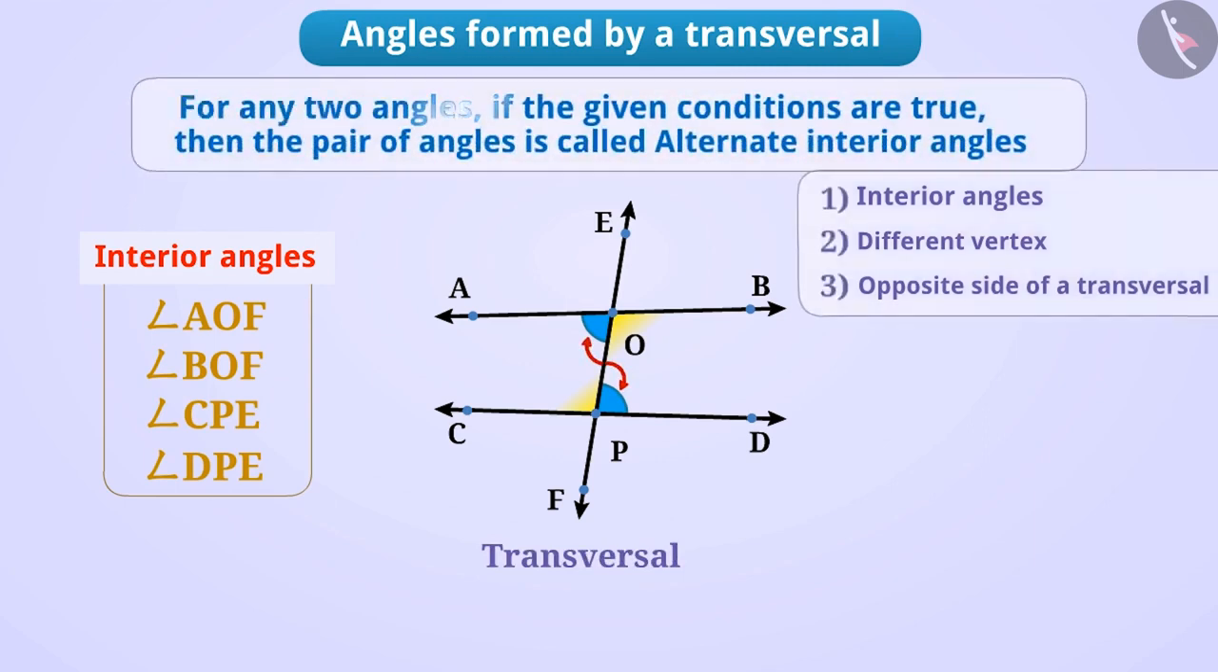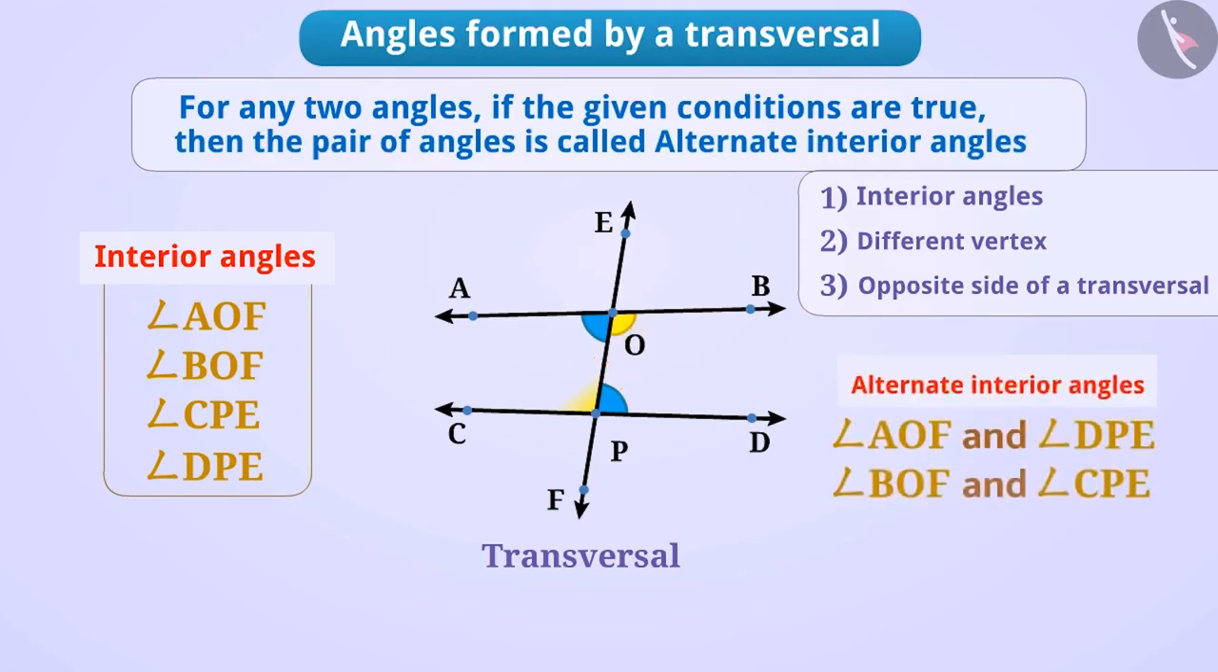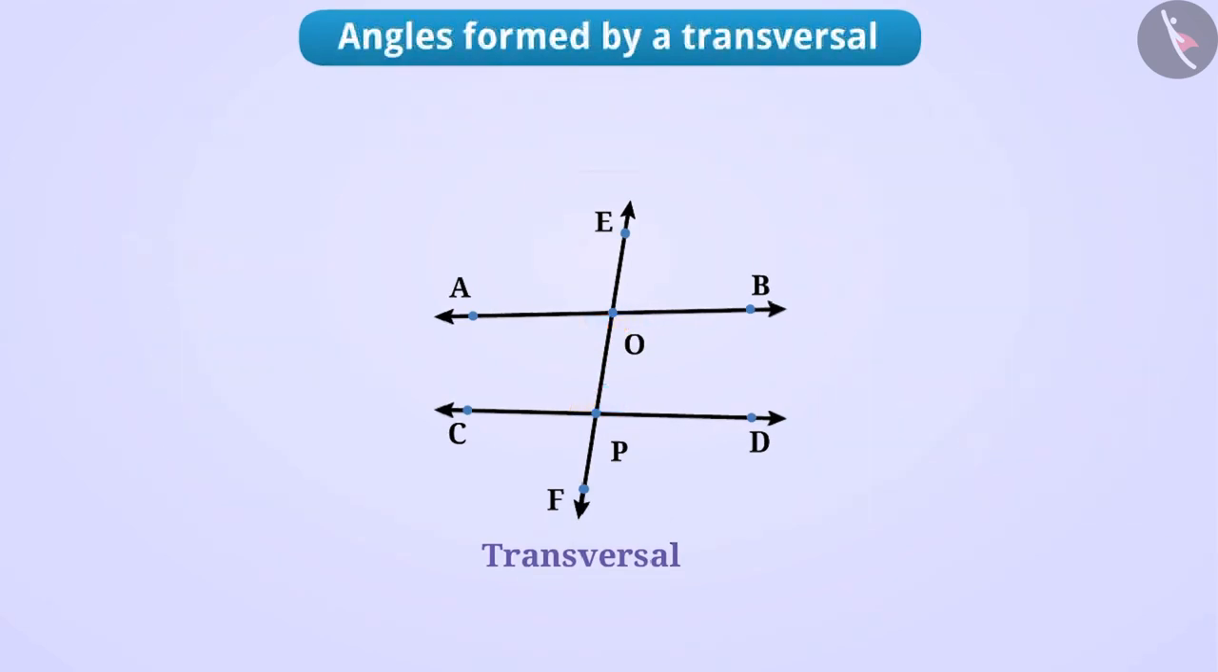For any two angles, if the given conditions are true, then the pair of those two angles are called alternate interior angles. Similarly, here, angle BOF and angle CPE are another pair of alternate interior angles.